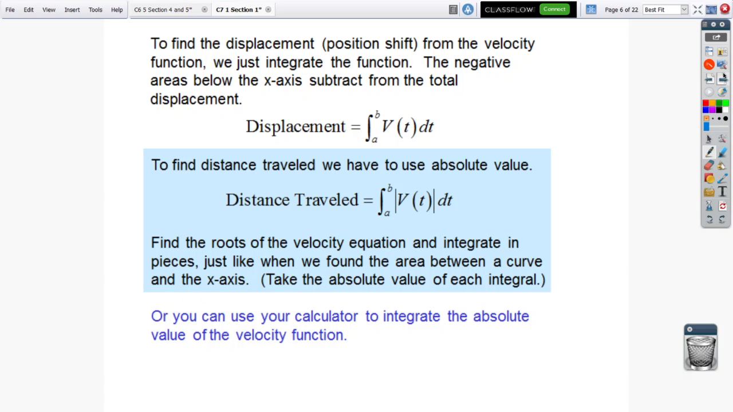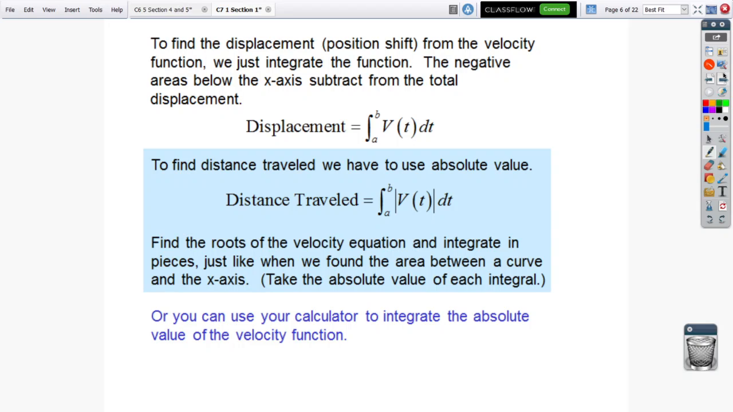So right about here, we have that written out in words. To find the displacement, meaning the position shift, from the velocity function, we just integrate the function. And that was that second example here. The negative areas below the x-axis subtract from the total displacement. So the displacement, again, another way to think about it is the relative position considering its initial position. In order to find out the actual position of whatever item you're analyzing, you need to add on the initial position to that.